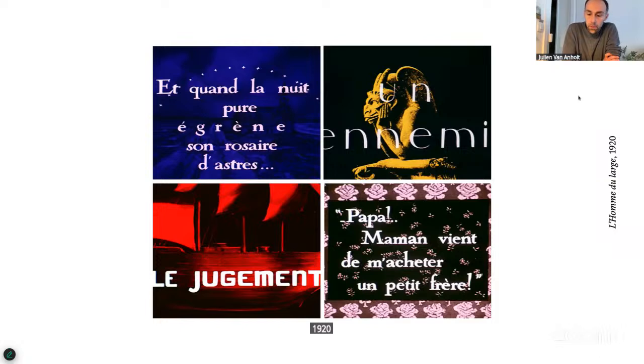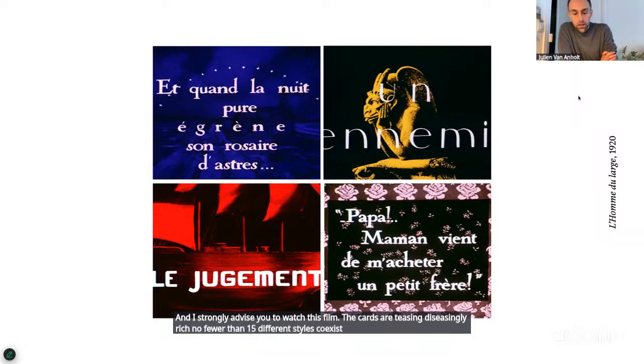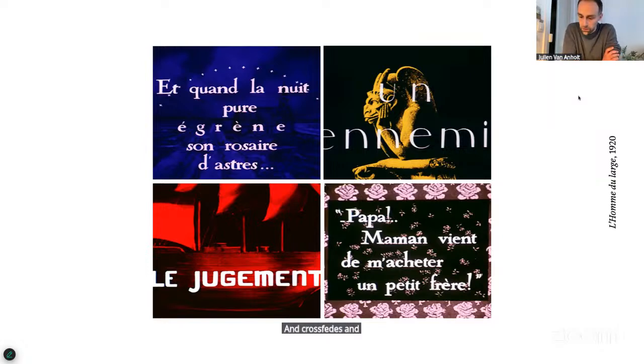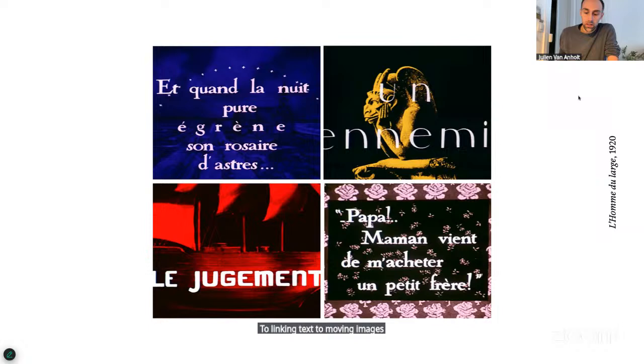1920 saw the release of L'Herbier's first major success, entitled L'Homme du Large, and I strongly advise you to watch this film. The cards are dizzyingly rich. No fewer than 15 different styles coexist in the film, and they are always closely linked to the narrative, thanks to an ingenious system of image superimpositions and crossfades and the like. So these constant efforts at integration of intertitles speak volumes about L'Herbier's approach to linking text to moving images, resulting in an innovative interplay of words with static visual elements.